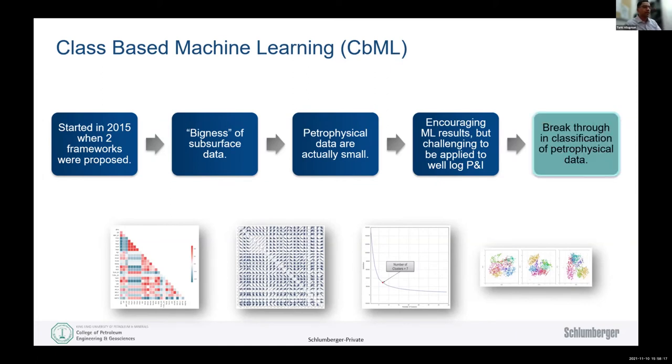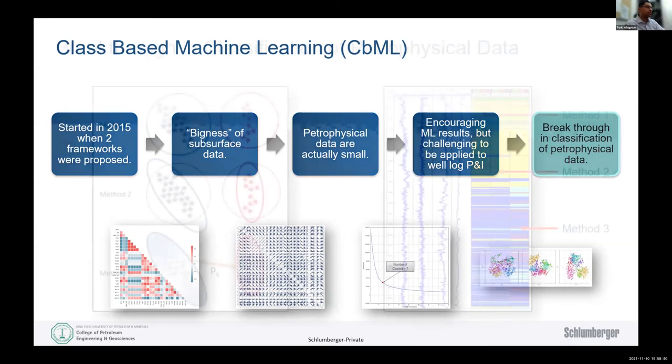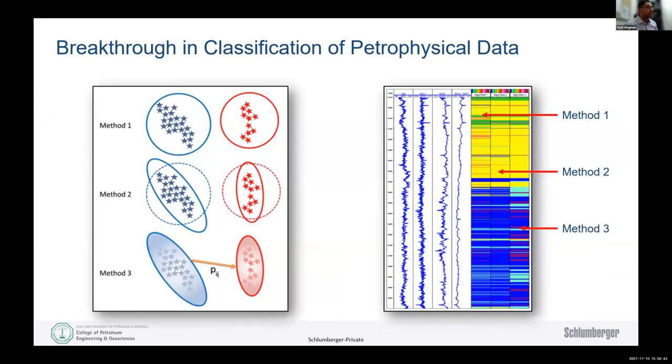So here's where the breakthrough came in the classification of petrophysical data. This is the actual challenge that was tackled using a cascaded method of different machine learning schemes and algorithms. The methods that were used, as we can see on the left hand side, are the CEC method, the GMM and the HMM algorithms. These algorithms were developed by one of Schlumberger's data scientists, Mr. Wu, who helped in cascading these methods into the CBML process.